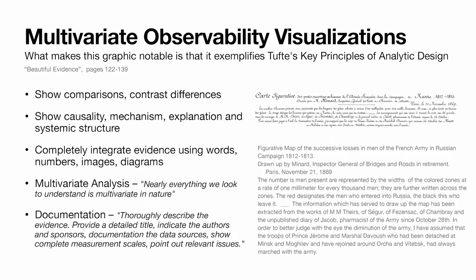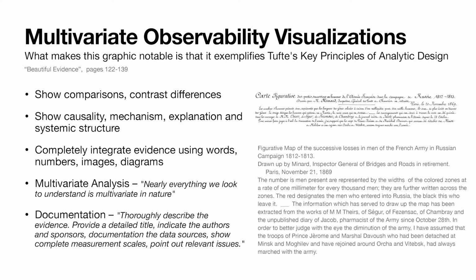Show comparisons, contrast differences. Show the causality and mechanisms. Completely integrate all sorts of different evidence: words, numbers, images, and diagrams. Use multivariable analysis, because most everything we really want to ever understand is always going to be multivariate in nature. It's not just one metric that goes bad. It's a series. We have complex systems. And of course, documentation, which we can never get enough of.